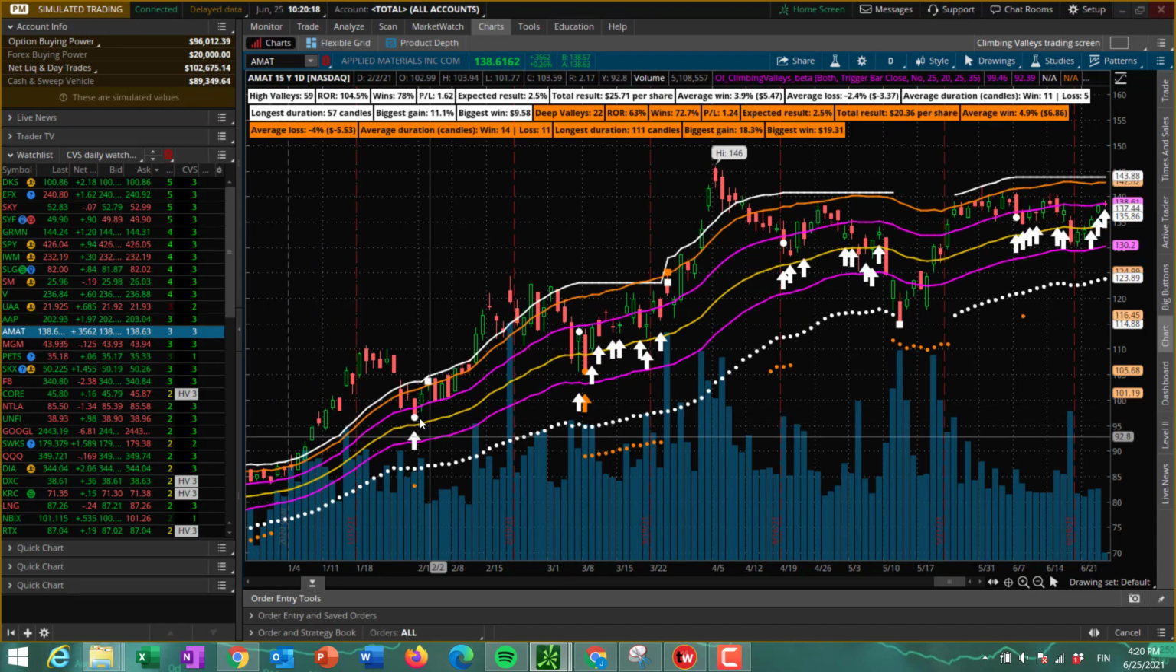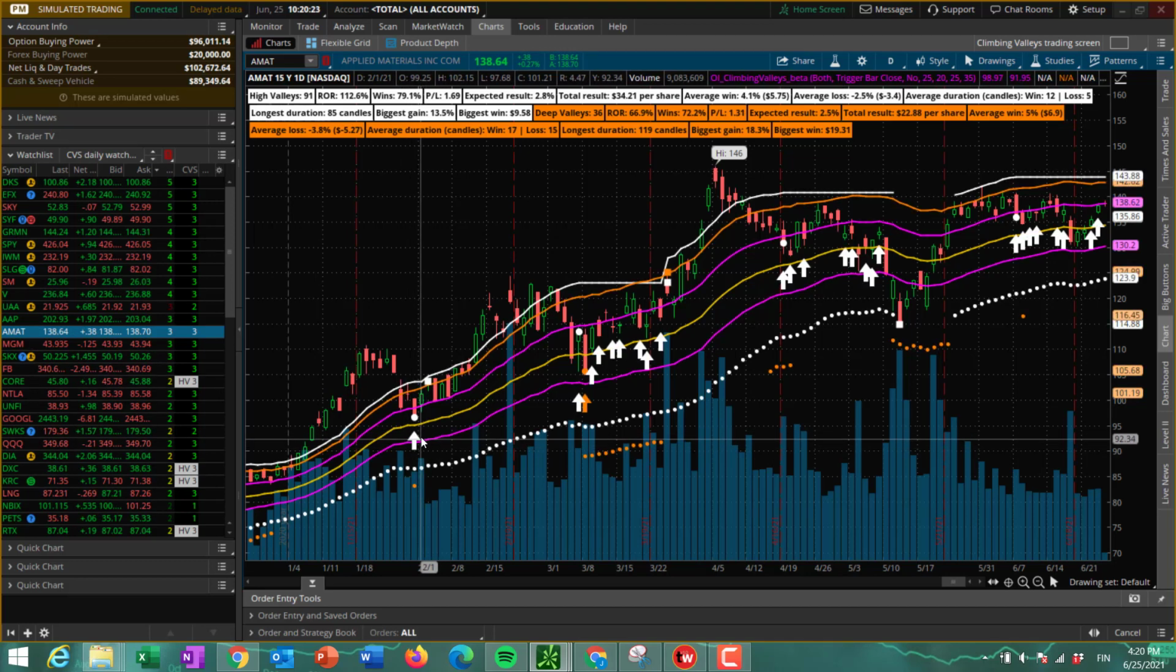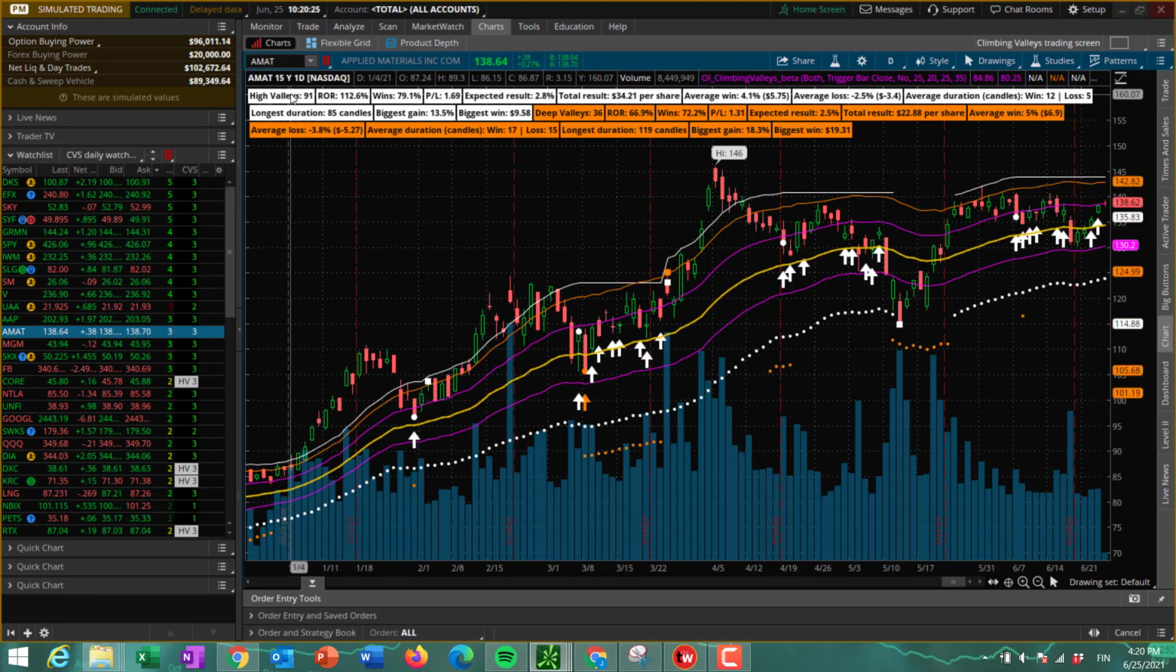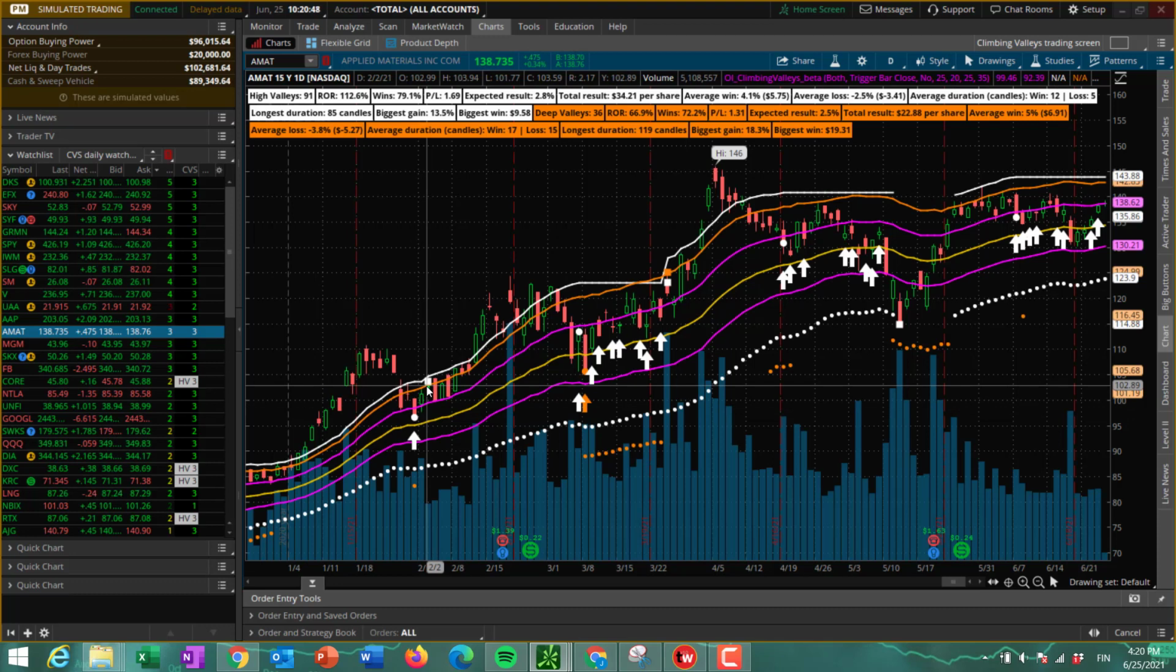So the idea is that when there is an arrow of white color, that's a high valleys buy trigger. If there is also a white dot, it means that the strategy simulator took that trade. The trade was entered here, and the trade's target is the white line above. Now we see that in 1 or 2 days the target was hit, therefore there is no more trade open.